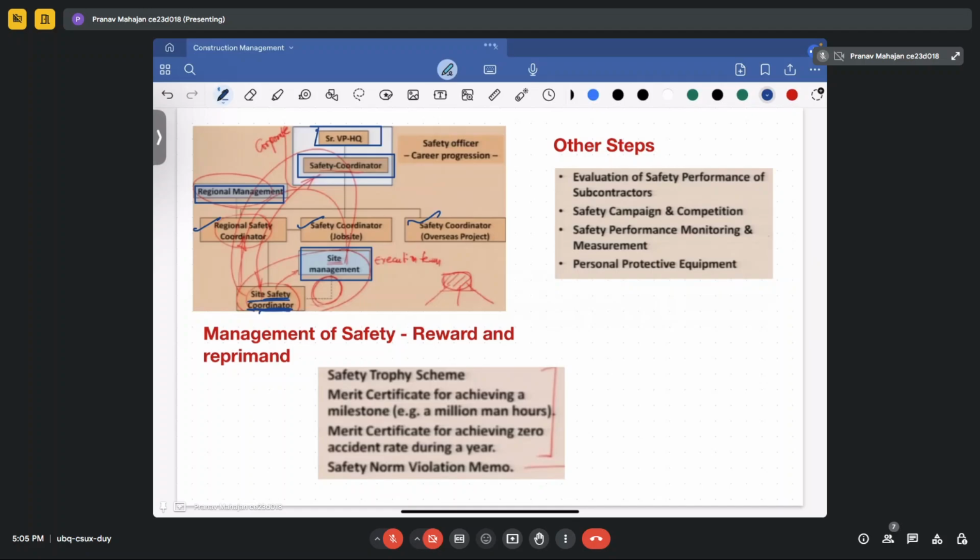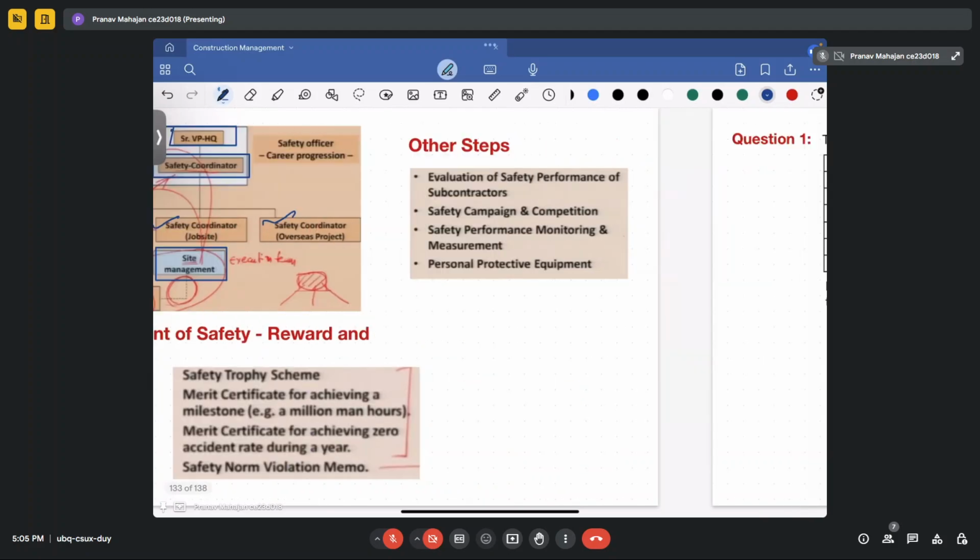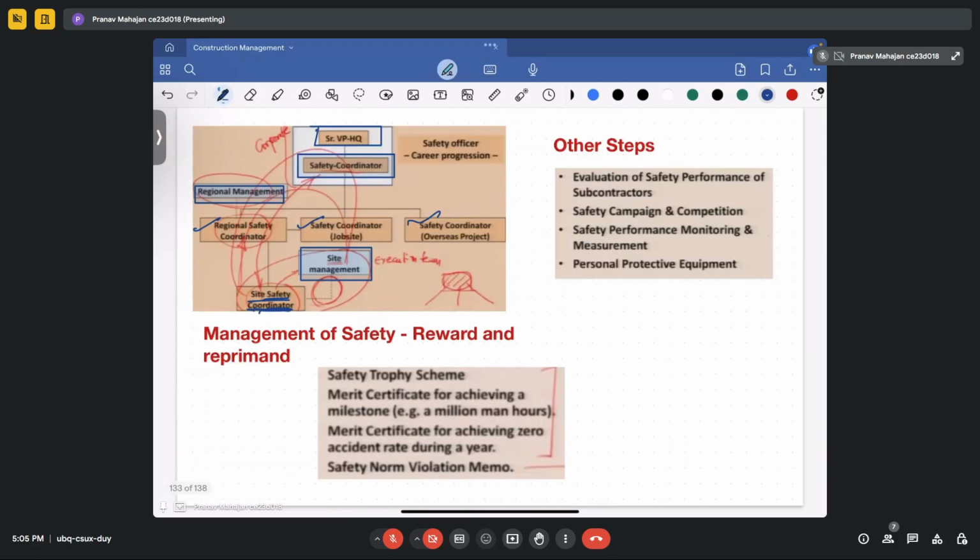Other steps that would be taken into account are the evaluation of the safety performance of the subcontractors, safety campaigns, safety performance monitoring, and the efficiency of personal protective equipment. These all need to be taken into account so that safety at a particular site will be ensured. However, there are many other things that we'll cover in the coming week. So let's solve a few problems related to what you have covered.